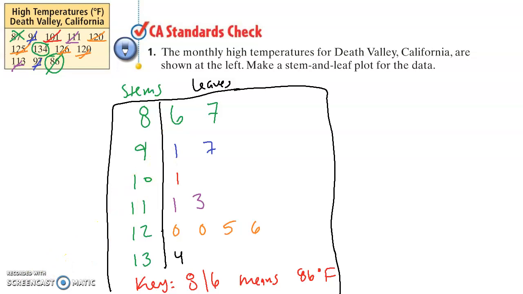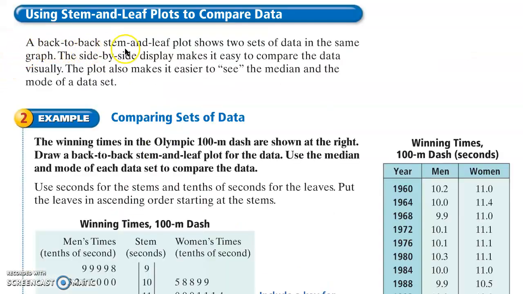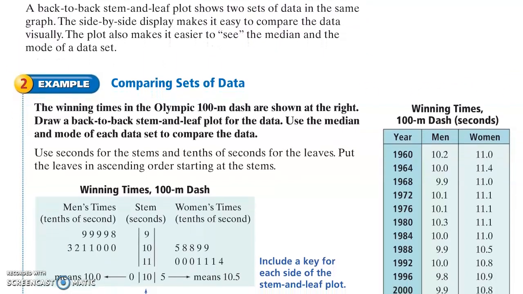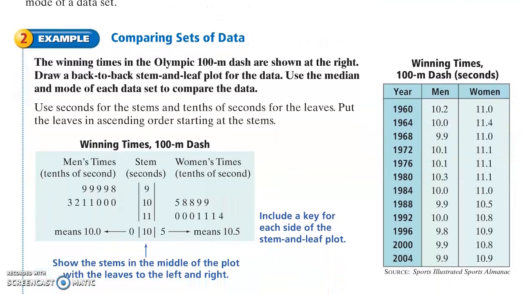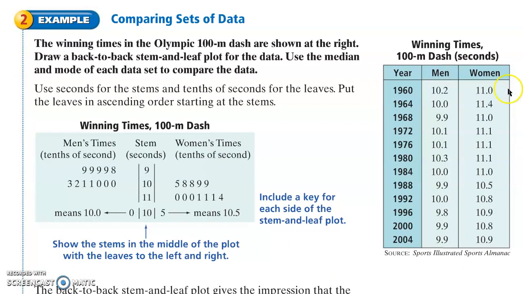Now, a back-to-back stem and leaf plot shows two sets of data in the same graph. The reason they do this is because it might make it a little bit easier to compare the data when you see them. Like in this example right here, we have two sets of information, winning times for the 100-meter dash in seconds. So in 1960, the winning time for men was 10.2 seconds, and for women was 11.0. They just went year by year, skipping every 4 years, and they got all this data.